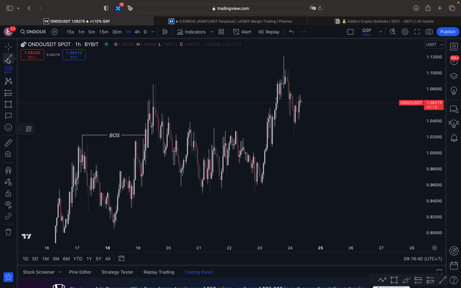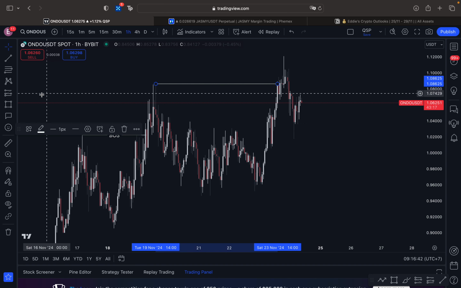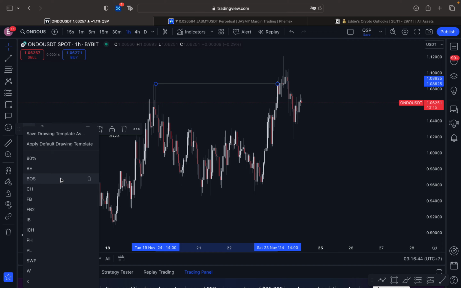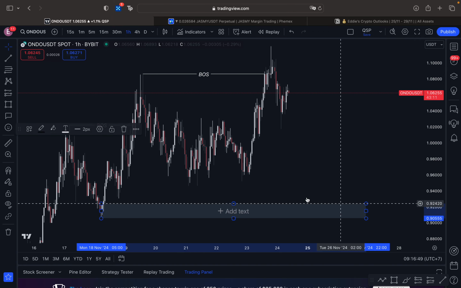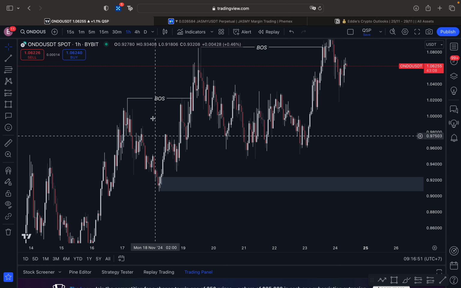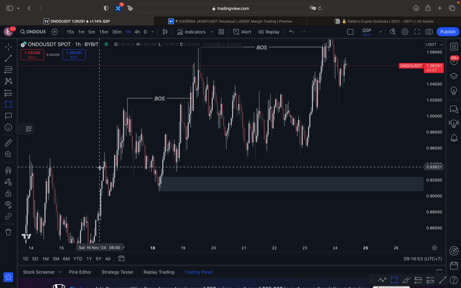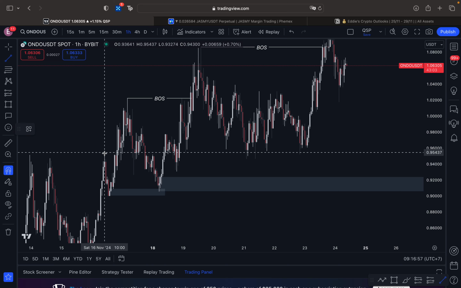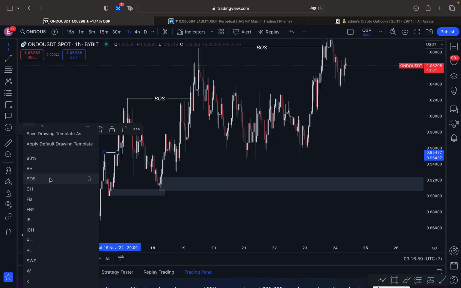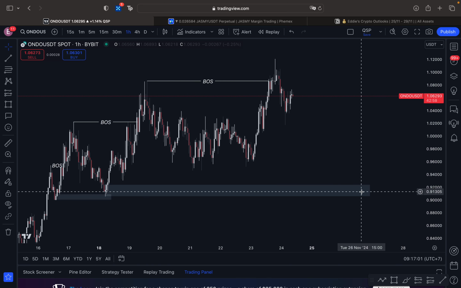Breaker structure here. The reason why this zone is valid to me is because this breaker structure and this demand zone reacted off of this little move here. And you see this little break structure here. So I'm gonna add this to my outlooks. It looks like a very valid setup.